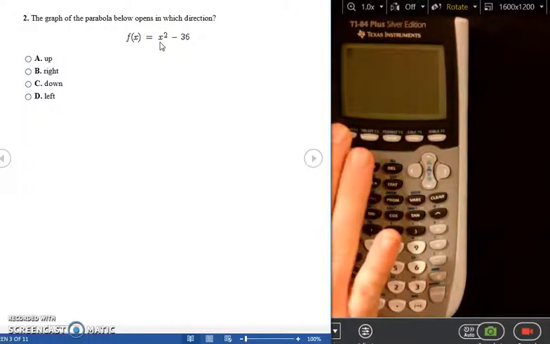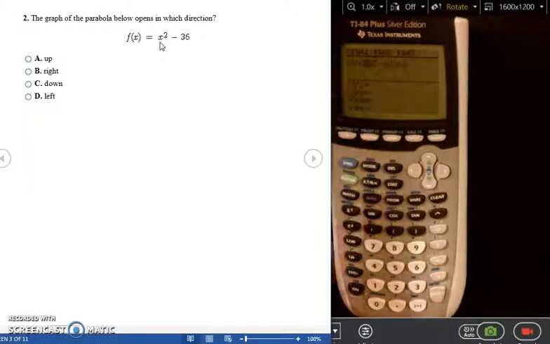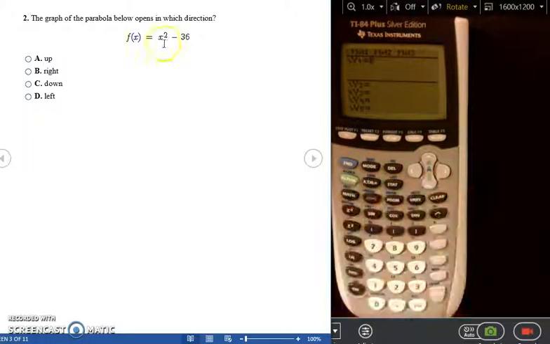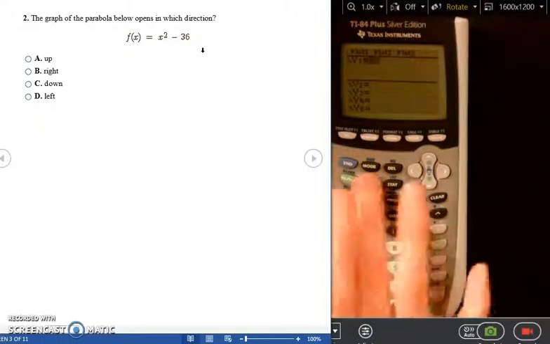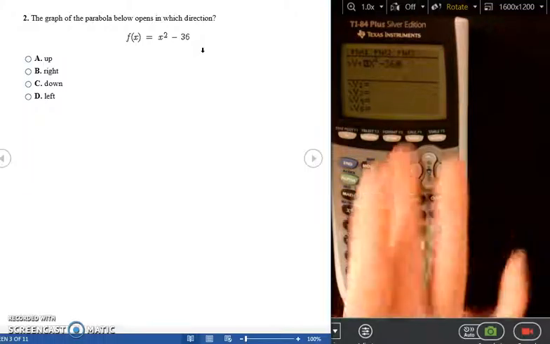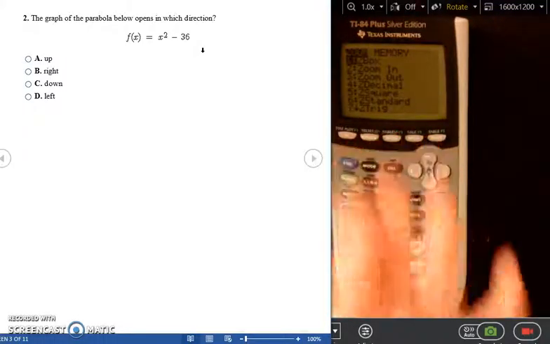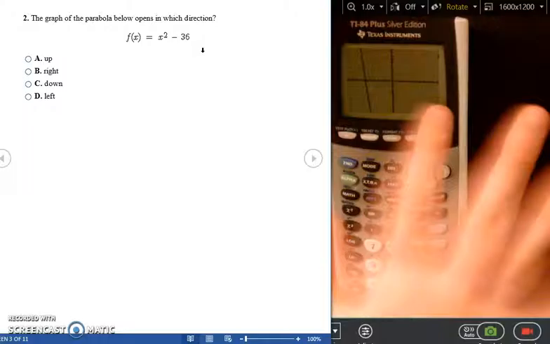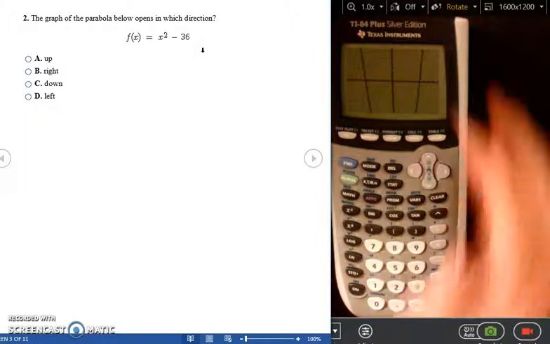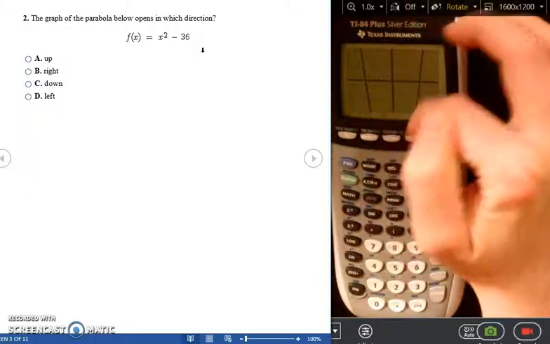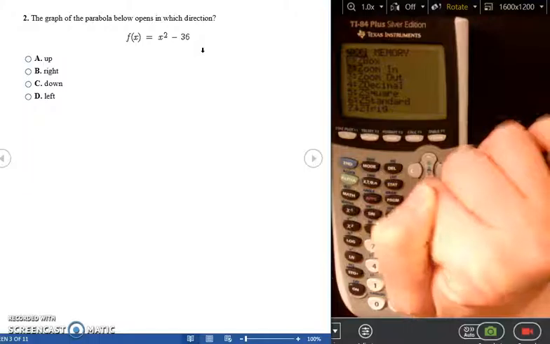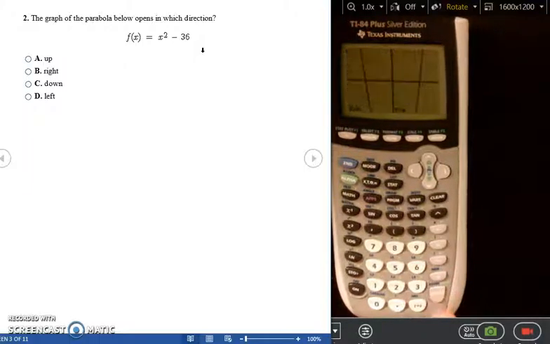So I'm going to press y equals, clear out what I have equal to y1, and put this time the x squared minus 36 in from the problem. And I'm going to go back to that standard window, so I'm going to press zoom standard, so then it goes from negative 10 to positive 10 on both the x and y axis. And I'm looking here, and this parabola is opening up. And if you wanted to be able to see this whole thing, you could do zoom out, choice 3.